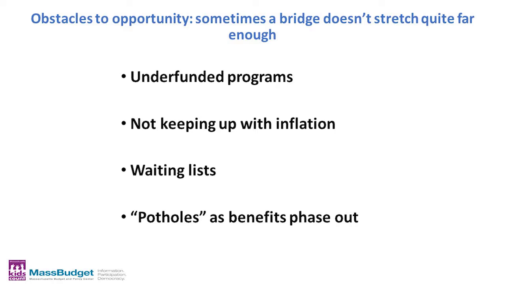Sometimes the bridge doesn't stretch quite far enough. There are great programs, but they may be underfunded. Their funding might not keep up with inflation. There may be waiting lists, particularly Section 8 housing and childcare are two really strong examples of that. And there are potholes. You'll hear about the cliff effects, we call them potholes. They're bumps in the road to opportunity as benefits phase out as your income goes up.